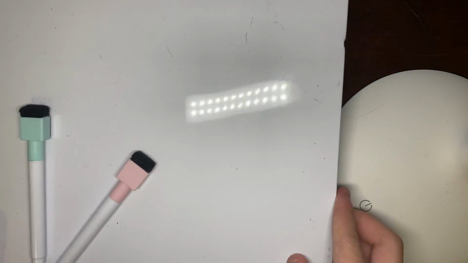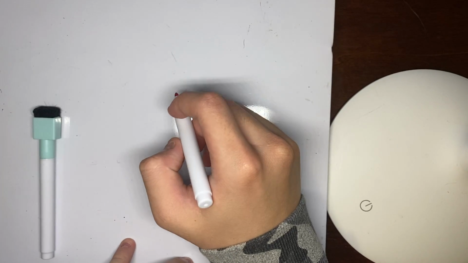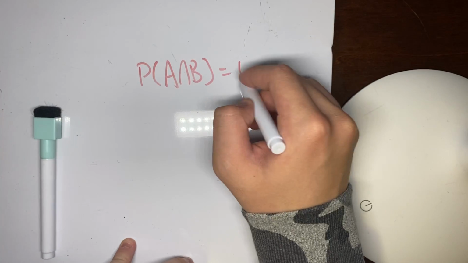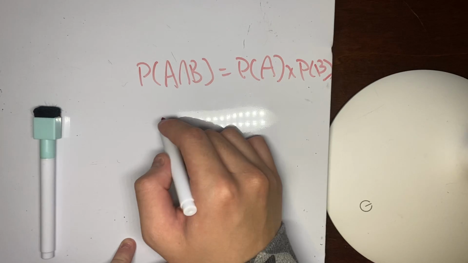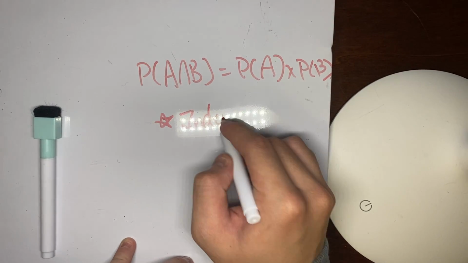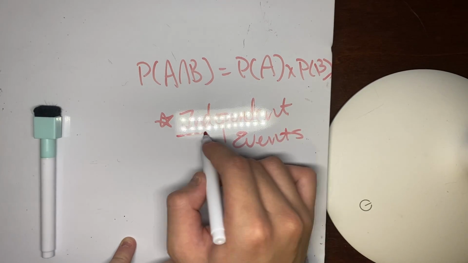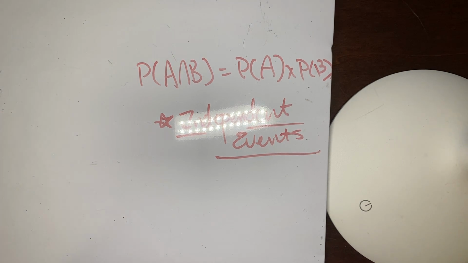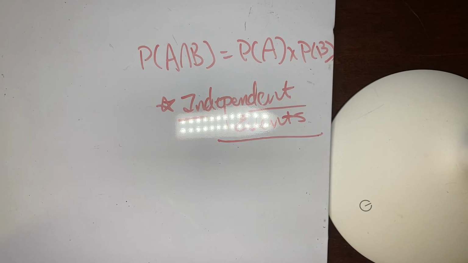Amongst the few formulas, this is one of the easiest. It's simply that the probability of A and B is equal to the probability of A times the probability of B, and this is for independent events. Independent events are things that are not affected by each other. For example, rolling a dice, because the happening of one does not affect the other.